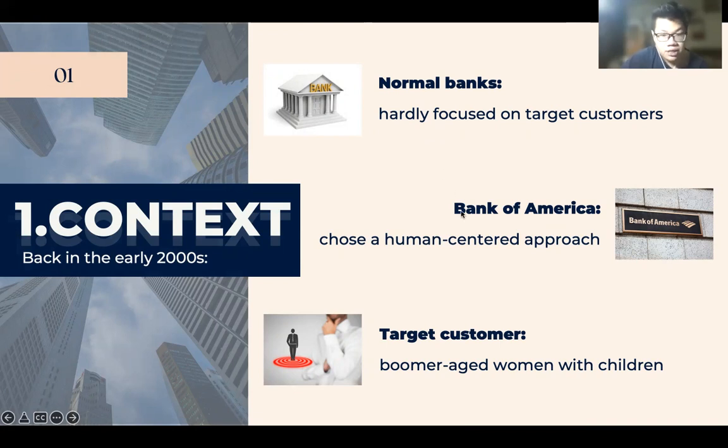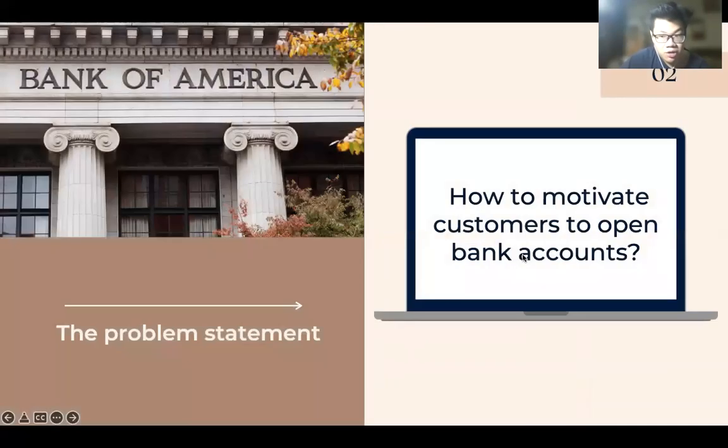So back in the early 2000s, while most of the banks created their products and services in sync with operational efficiencies and processes in mind rather than focusing on their target customer, Bank of America chose an outstanding approach. The bank hopes to bring a human-centered angle to an industry that is hardly known for innovation. Having located their target customers, which are boomer-age women with children, the team came up with a problem statement: how to encourage new customers to open bank accounts.